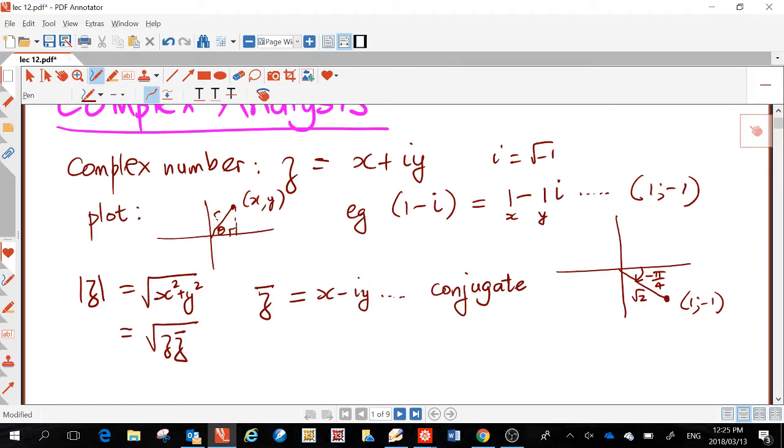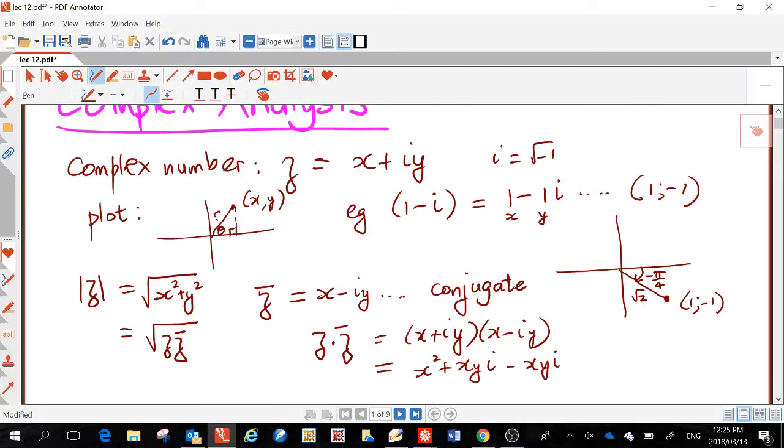If you take z times z bar, it is x plus iy times x minus iy. Multiply it out: x squared plus xyi minus xyi, then it's minus i squared y squared. These two die off. And so you get x squared, and of course, you know i squared is minus 1, so minus i squared is plus 1, giving x squared plus y squared. Okay, so that's the basic idea there.